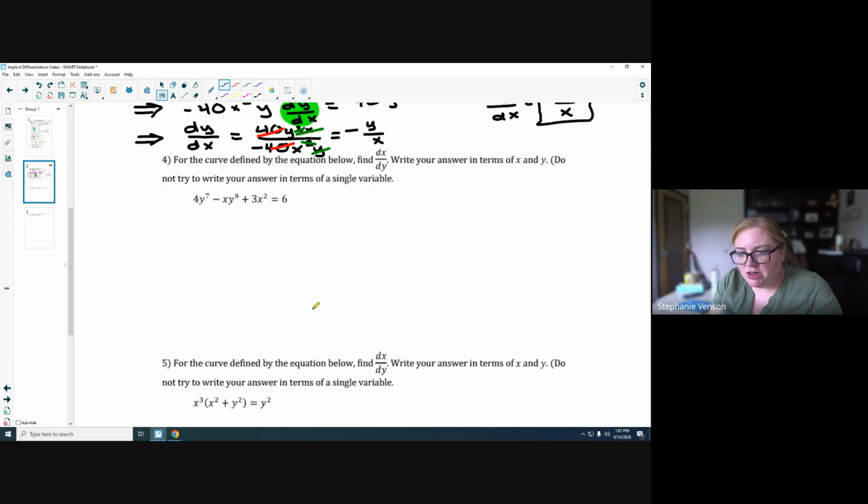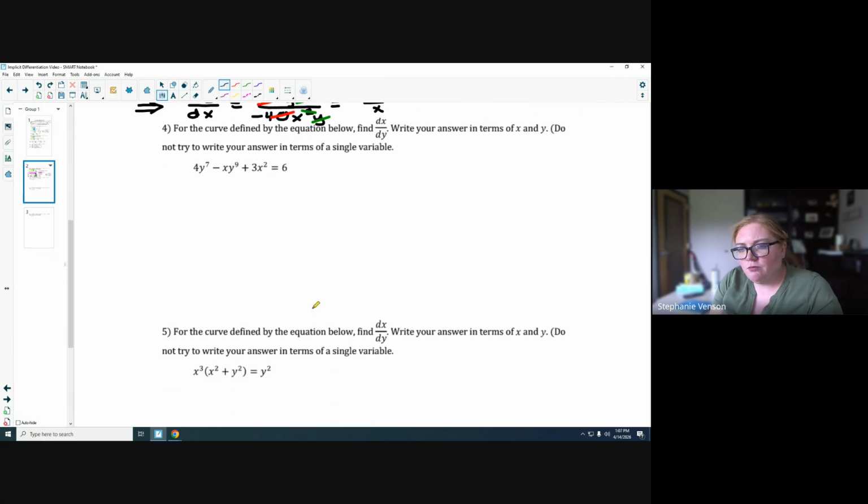So let's take a look at this one and see what we can do. Okay, so this is your number 4. So we only have 4, 5, and 6. You're on the home stretch. We've done the first 3 already. So it says, for the curve defined by the equation below, write dx dy. But we're not going to do that. We're going to find dy dx and then flip our answer. Trust me. So I'm looking at this, and I'm going to highlight my different terms just because I think that's easier. So 1, 2, 3, 4. So I have to take the derivative of each one.